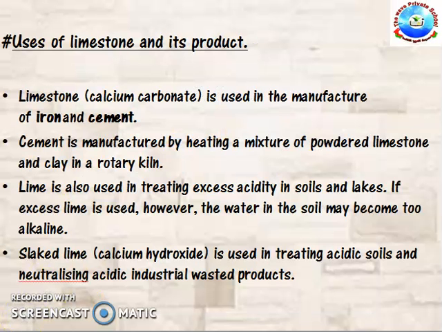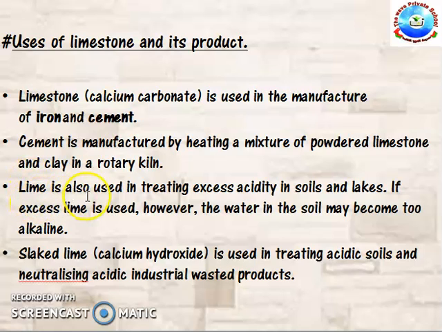Now let us see what the uses of limestone and its products are. Now see student, limestone, that is calcium carbonate, is used in the manufacture of iron and cement. For houses and buildings, the cement which they use contains limestone, that is calcium carbonate. Cement is manufactured by heating a mixture of powdered limestone and clay in a rotary kiln. You must have seen those big trucks with the rolling drum, with cement coming out. In that it is heated, the powder of limestone and clay, and when they are rotated, cement is manufactured.